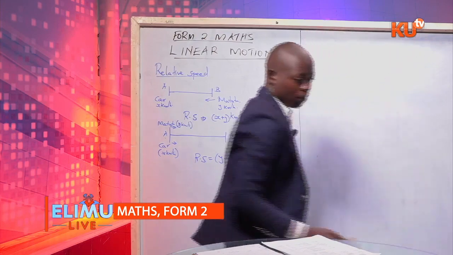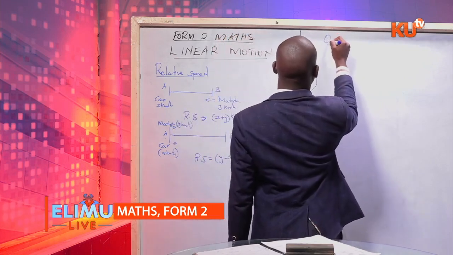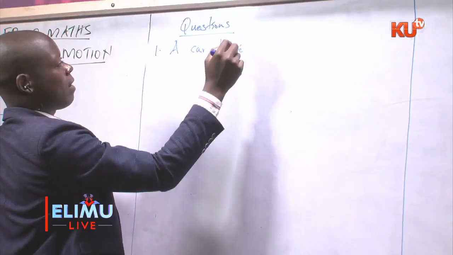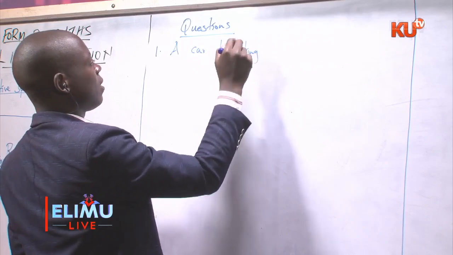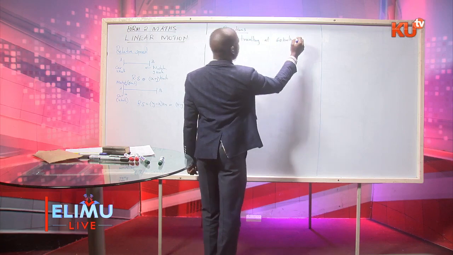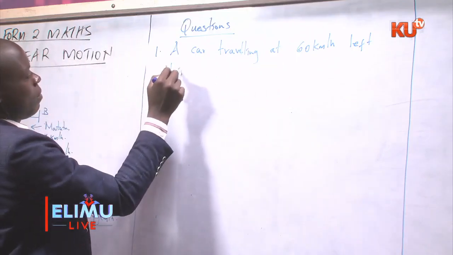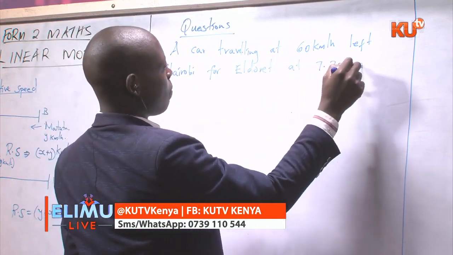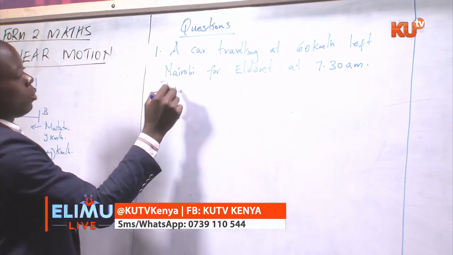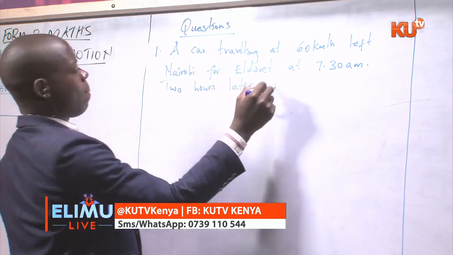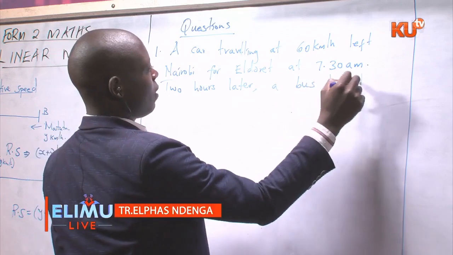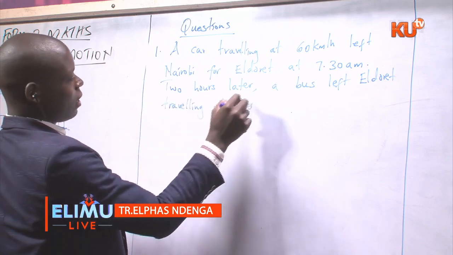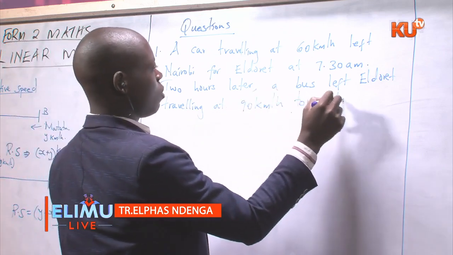You are told, number one, a car that is traveling at 60 kilometers per hour left Nairobi for Eldoret at 7:30 a.m. Two hours later, a bus left Eldoret, traveling at 90 kilometers per hour towards Nairobi.